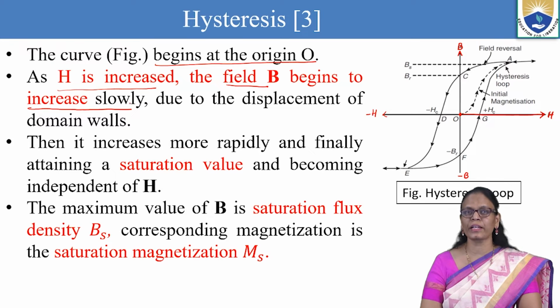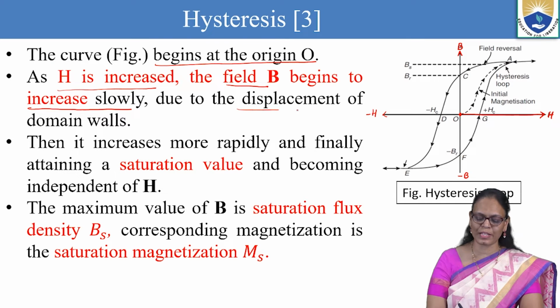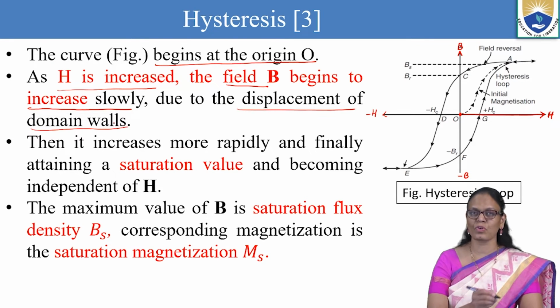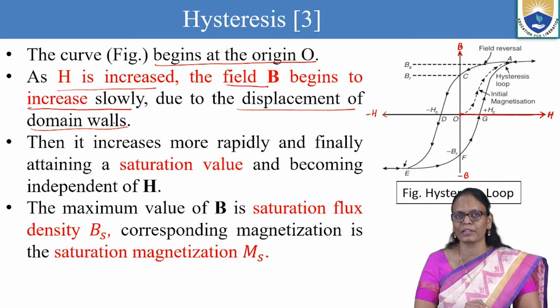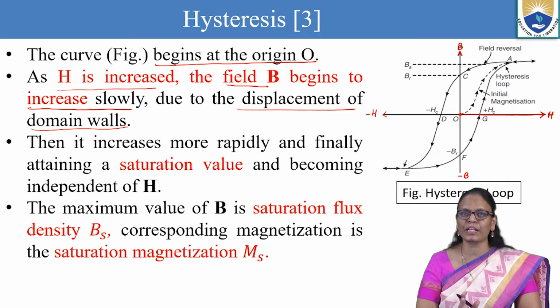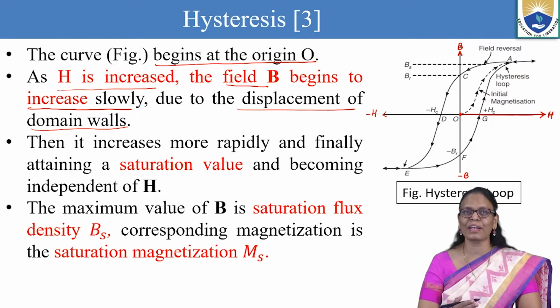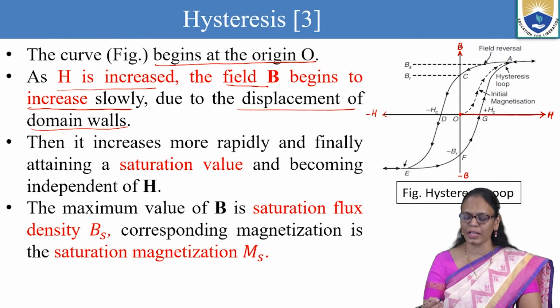And how does this field increase? Because of the displacement of the domain walls. So we have discussed in the Weiss theory, or the domain theory, that as the applied field increases, slowly there will be motion and then rotation of the domain walls. As the domain walls start moving, the magnetic induction also increases.